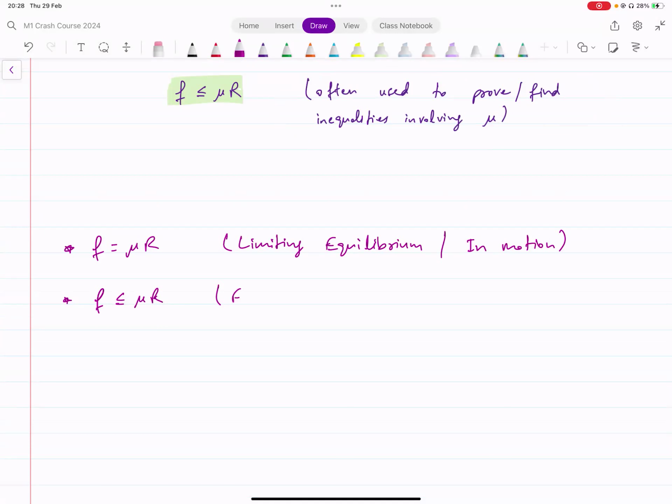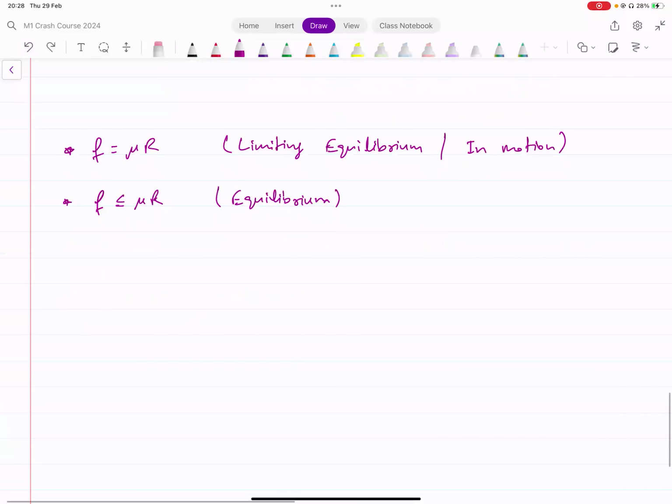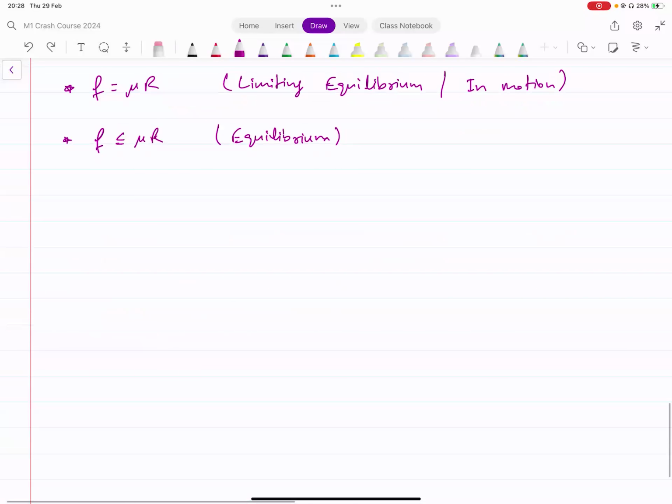And when do you have to use it? When you just have equilibrium given without specifying whether it's limiting equilibrium or non-limiting equilibrium. So keep these two cases in mind. F is going to be equal to mu R only when you have limiting equilibrium or the object is in motion. And F is going to be less than or equal to mu R when the object is in equilibrium, when we do not know whether the equilibrium is limiting or non-limiting.